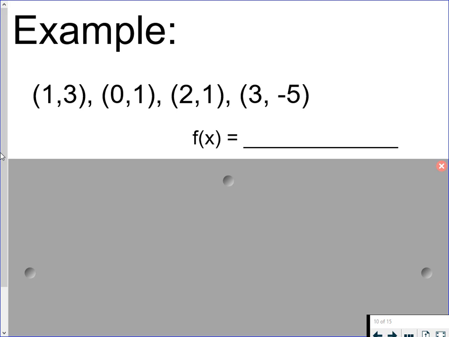How is this different from the problems we've been doing? It's asking for the... Not that part just yet. That's why I covered it up. How is this different from what we've been doing? It gives you coordinates. Okay, it's coordinates.